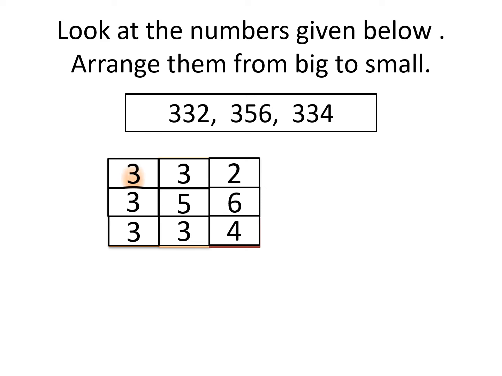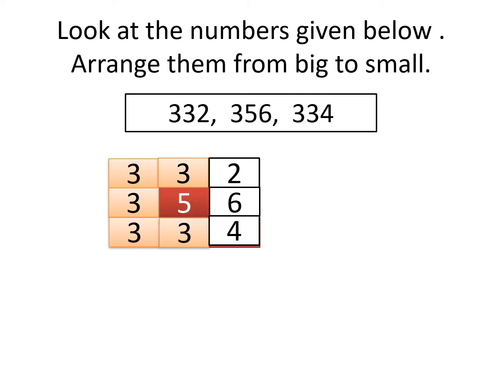Okay? Now look, the first number first. They are all 3. Can you see that? 3, 3, 3. So they are the same. But the next number is not the same, right? First one is 3. The next one is 5.